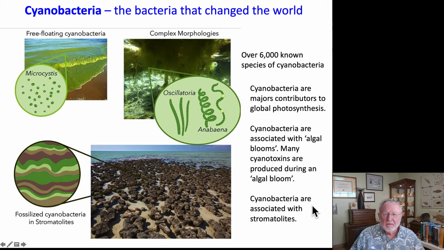Cyanobacteria is a name for bacteria. There are about 6,000 species of bacteria. Some that are small, such as microcystis. Others are larger, such as oscillatoria and anabina. Some of them are free living in the waters, fresh waters or oceans. Others are found in stromatolites. Some of them even grow in the soil surface.